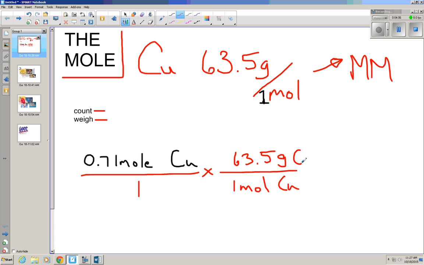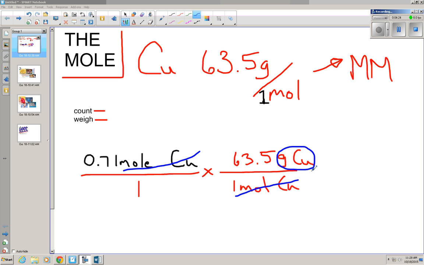63.5 grams of copper in 1 mole of copper. So what units are going to cancel out for us? Basically, moles of copper cancels out, and the unit that's left is grams of copper. So now I can do a little math. I can take 63.5 times 0.71. Let me pause this so I can do that.